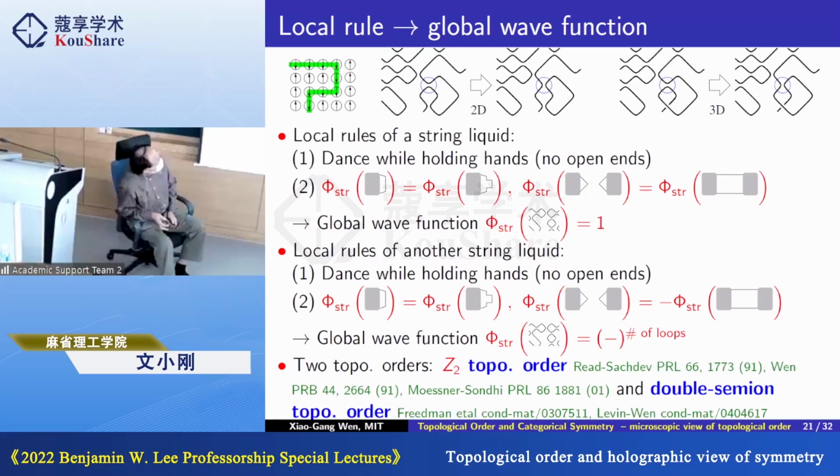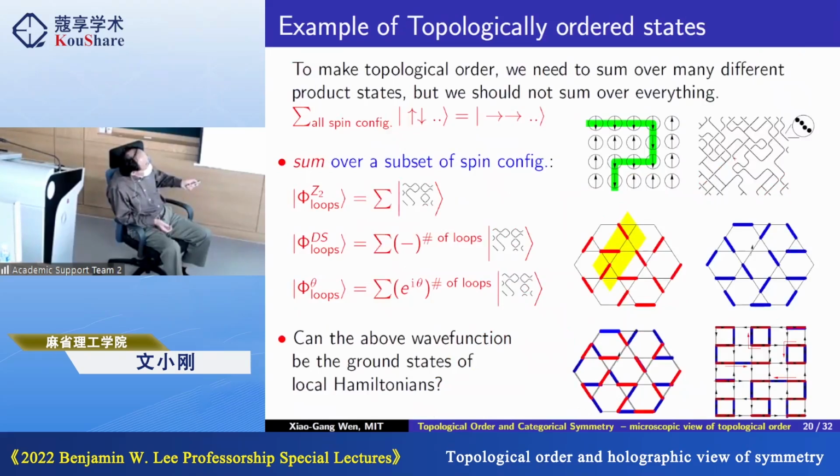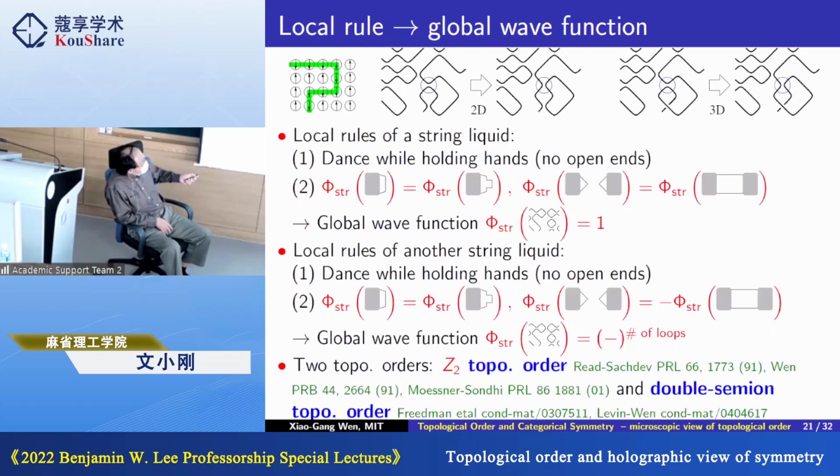I want to emphasize that the first wave function works in 2 dimensions and 3 dimensions. However, the second wave function works in 2 dimensions, but not in 3 dimensions. The third wave function actually does not work in either 2 or 3 dimensions. The reason is that for the second wave function, it is reconnection with a changing sign.